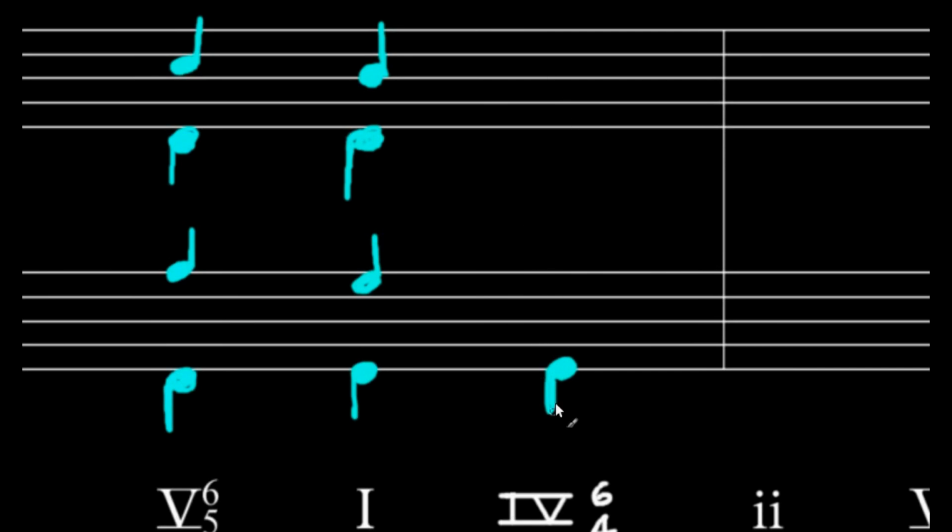The only time you want to double the 5th of the chord is if you're in like a 1, 6, 4, 5, 1 progression, or 1, 6, 4, 5, anything can come after the 5, it doesn't matter.